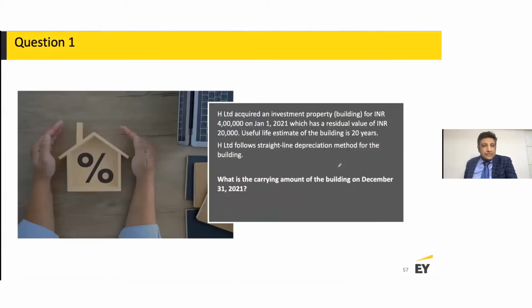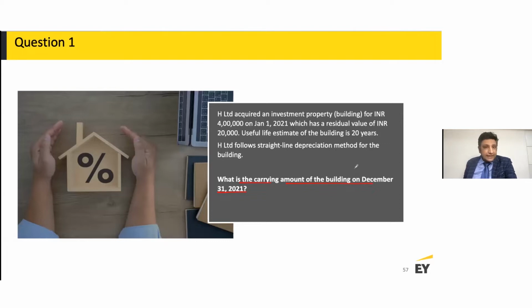We are provided with this information which says that H Limited acquired an investment property, that's a building, for 4 lakh rupees on 1st of January 21. That has a residual value of 20,000 rupees. The useful life estimate of the building is 20 years. H Limited follows straight line depreciation method for the building. The question's requirement is what is the carrying amount of the building on 31st of December 21?